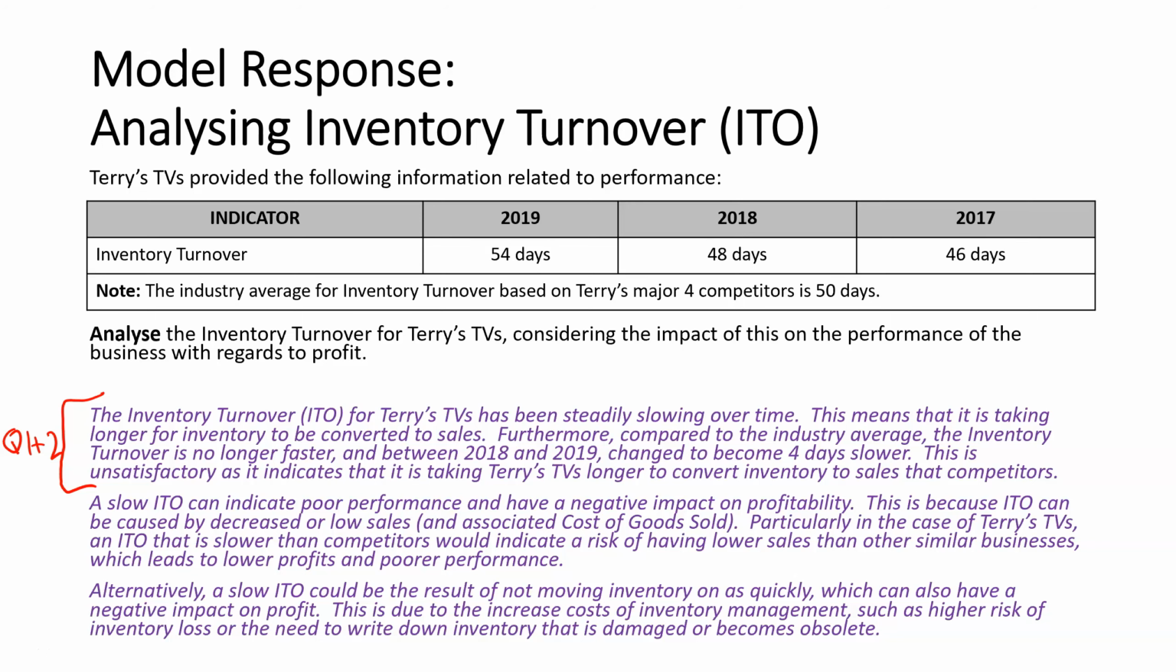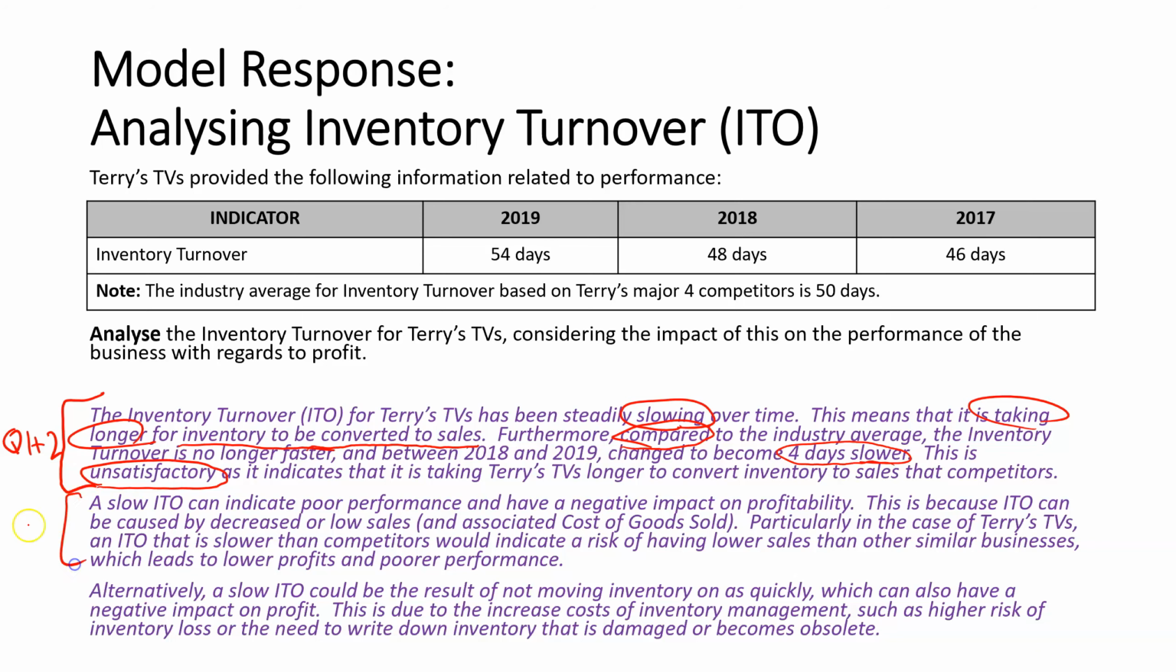So you can see I've been using particular language. Things like slowing over time, taking longer. And you'll notice that I've actually worked in the definition of ITO here. I'm telling them, what does this actually mean? And that's really important because it shows the assessor that you know what this indicator measures. I'm then comparing it to the benchmark. And you can see that I'm using that language faster, slower. I'm talking about particular days as well, using really specific information. And then I'm making a judgment call. Is it satisfactory or not satisfactory?